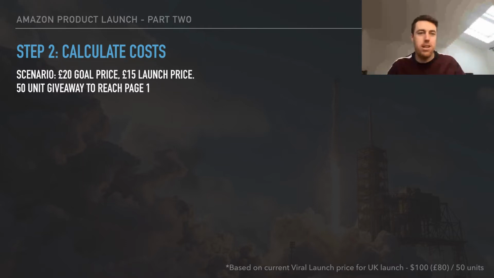All right, so calculate cost. The scenario here is a £20 goal price, and for an example, we would reduce it to £15 as our beginning launch price, where we're starting at, and our goal within, say, 6 to 8 weeks is to get to the price of £20. I've worked this out on a 50 unit giveaway, which is what we would deem to be the necessary number in order to get us to page one.